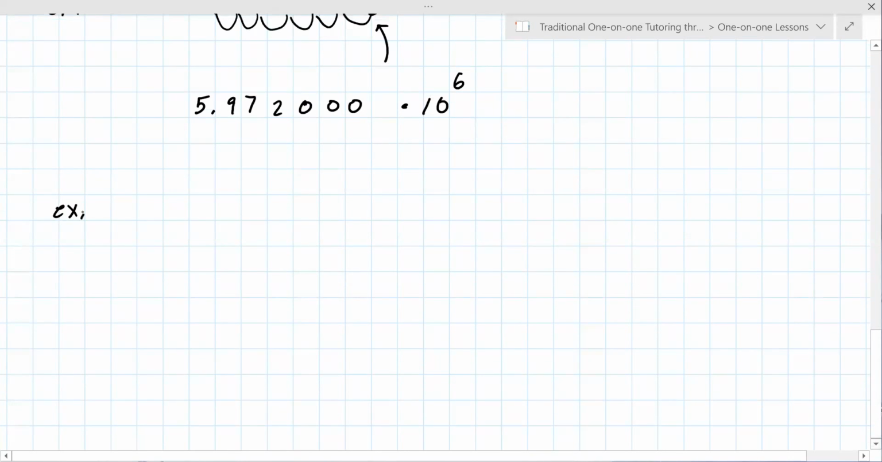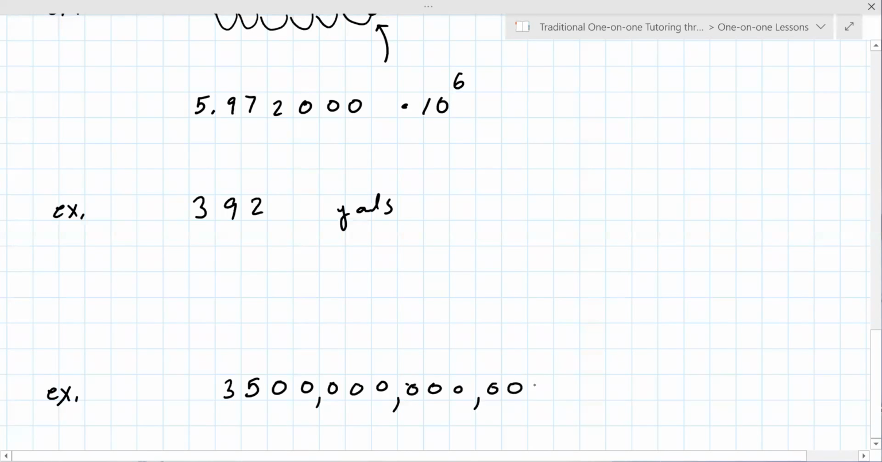Let's try a few examples. Let's say someone threw for 392 yards in football. That's an example. And then let's say that the new stimulus package in Congress is this much money. Let's see here, comma, 1, 2, 3, comma, 1, 2, 3, comma, 1, 2, 3. Okay, so let's put both of those into scientific notation. And I'll be right back. I'll check in with you in about 30 seconds.